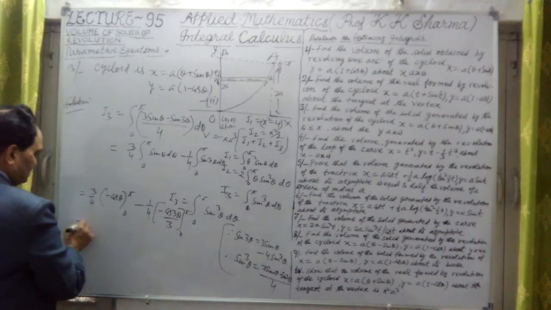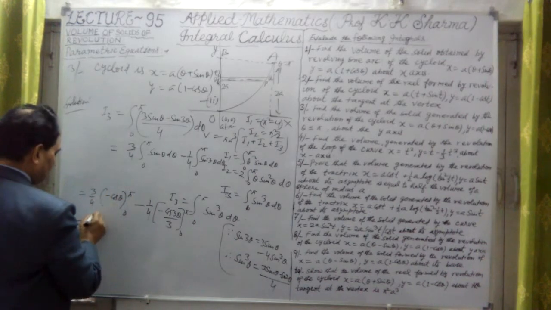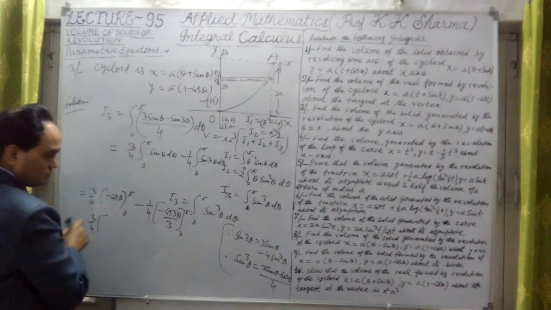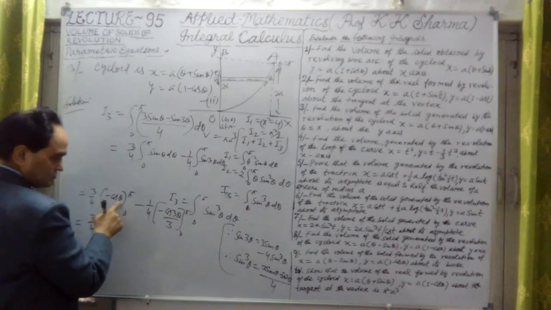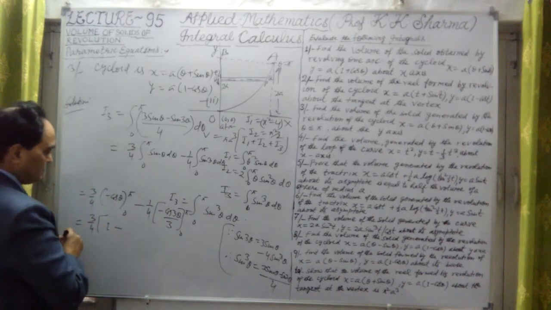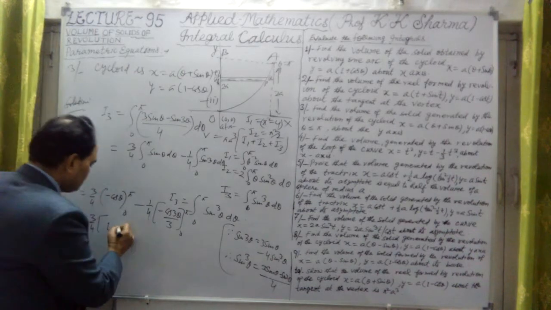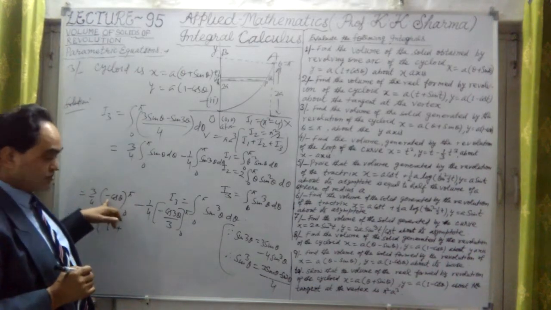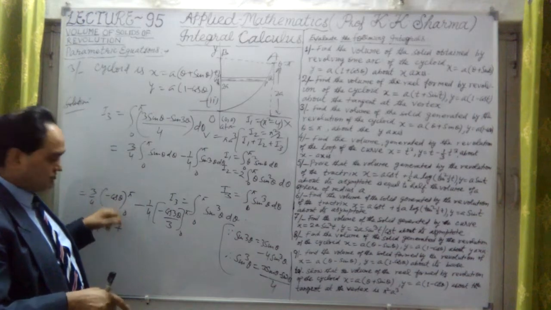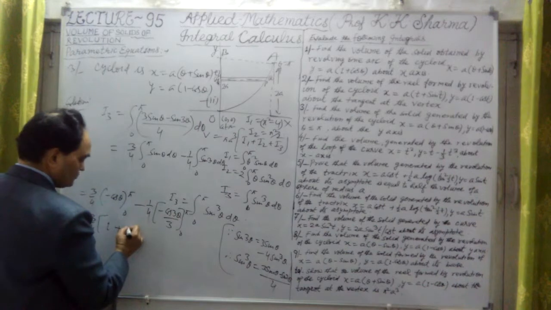Okay, now putting the limits here. Now cos pi is minus 1. This is 3 by 4 that we put here. The minus sign is already there, so cos pi is minus 1, and minus 1 becomes plus 1. In between we put a minus sign when we put the lower limit. It is plus 1 here. Cos 0 is plus 1.